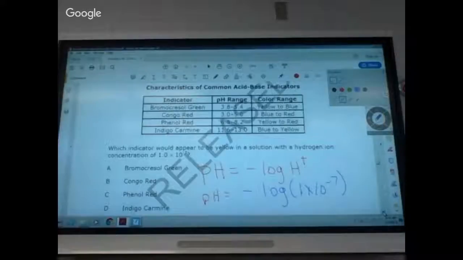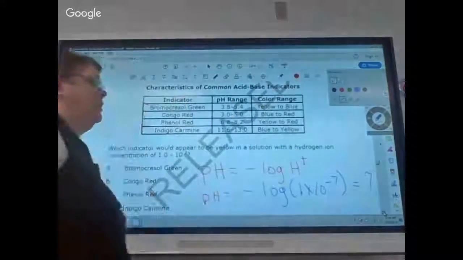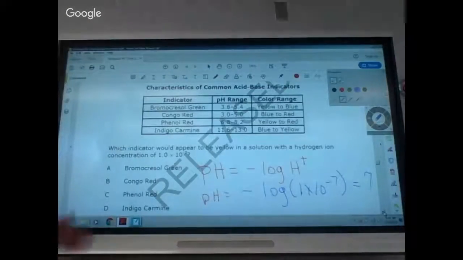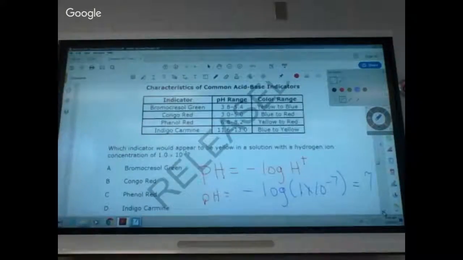Negative, log key, 1 second, negative 7. Now, hit equals. What do you get? 7. You get a 7. Now, once you get that, you just have to translate it into the chart. All right? It wants to know which one of those indicators would give you that color range. Well, you have a pH of 7, right? So now look at the ranges and see where 7 fits. It's C, it's phenol red. Okay? But you had to find the equation that would fit with pH because it gave you a pH question. Does that make sense?